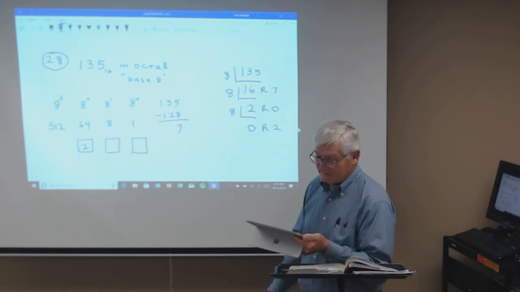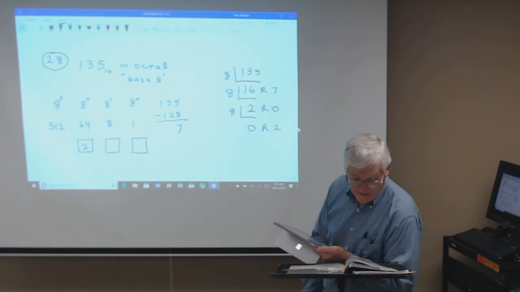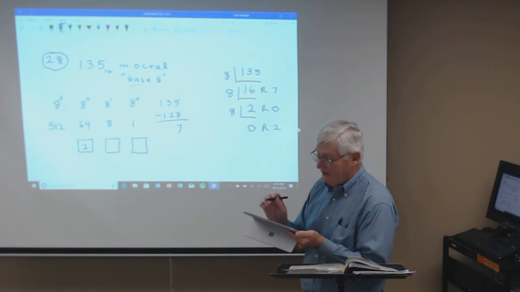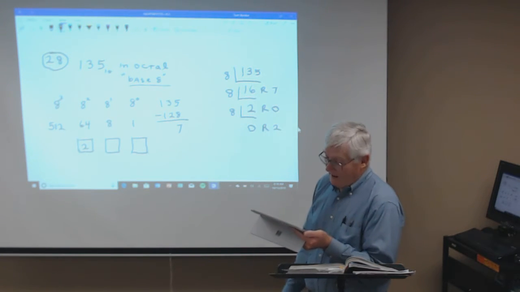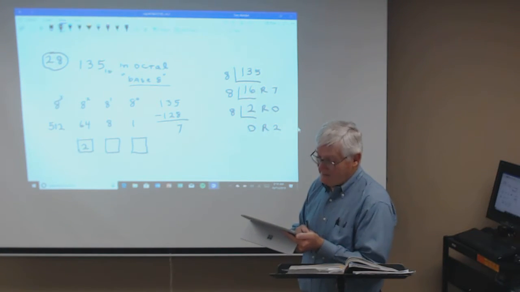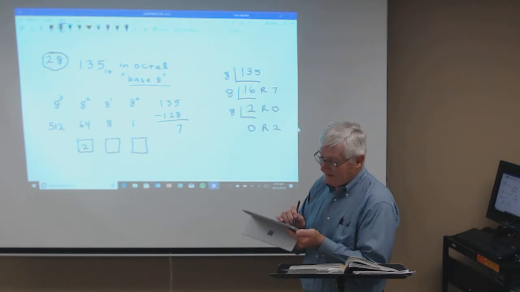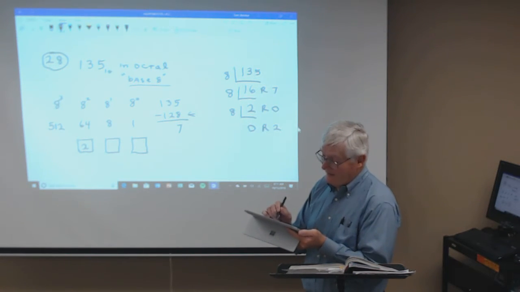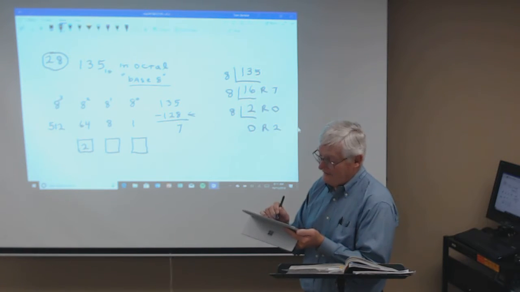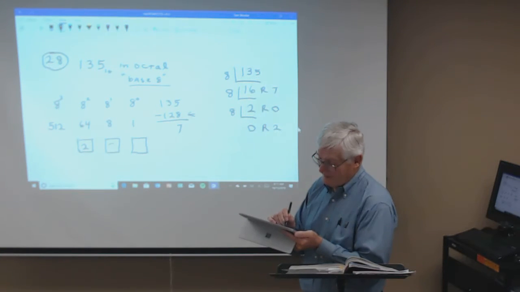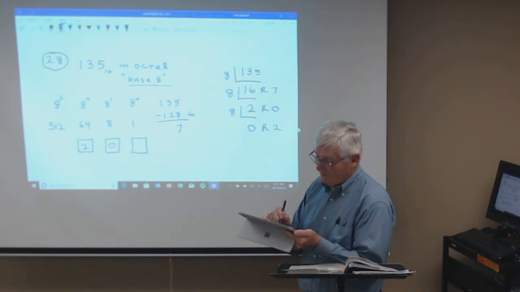Number 28. 135 in octal. Octal is base 8. Just put that down in your notes. Octal is base 8. So I have 8 to the 0, 8 to the 1, 8 squared, 8 to the third. And how many 64s in 135? 2. And that gives me 128. So 135 minus 128 is what? 7? How many 8s in 7? 0. So how many 1s?